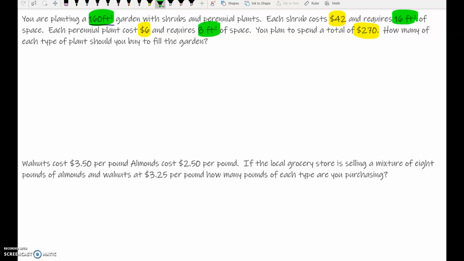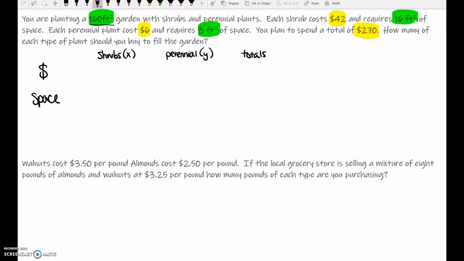So I notice that we have numbers involving money. We also have numbers involving the amount of space that things require. We have shrubs, so I'll make the shrubs be X, and the perennials, do you guys even know what a perennial is? Yeah. Perennials be Y. There's also numbers that are totals. So there's information for shrubs, there's information for perennials, and there's information about totals.